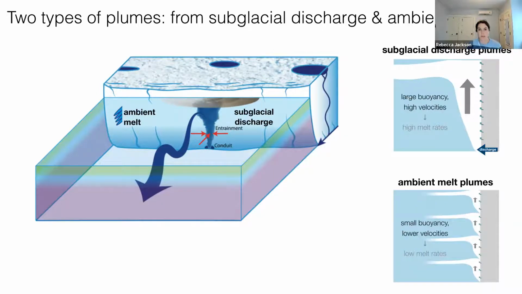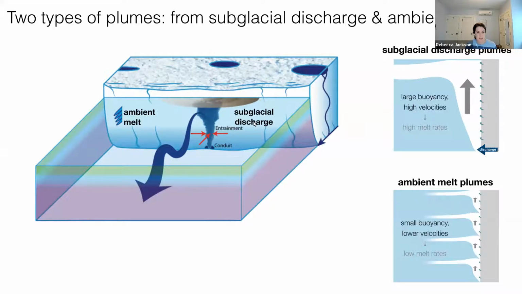The one that gets most of the attention are the energetic plumes that come from subglacial discharge. So you have all this fresh water coming in at the base of the glacier, and it forms a really energetic upwelling plume. It has a lot of buoyancy, and so you expect high velocities along the ice face, and that should correspond to high melt rates.